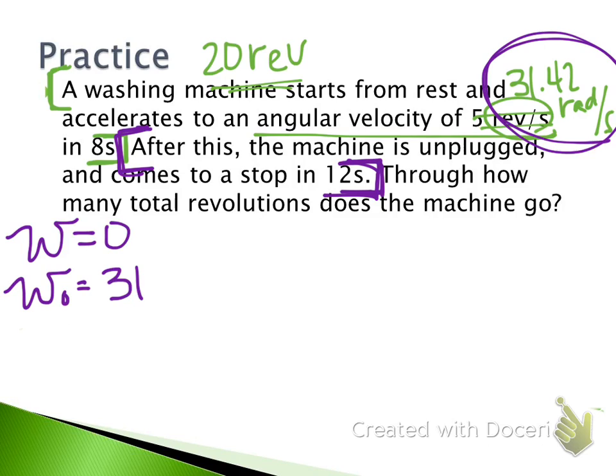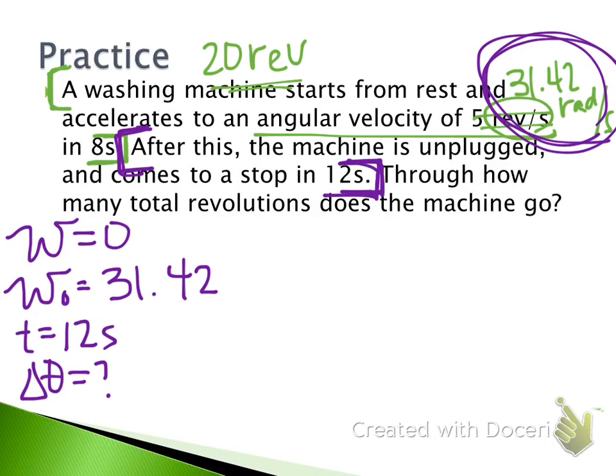That's because it's reached a speed of 31.42 radians per second, and then it comes unplugged. This second portion of the example is from the second it becomes unplugged to the time it comes to a stop. Initially it's traveling 31.42 radians per second, and it's going to slow down to come to a stop. The time it takes to do that is 12 seconds. Again, we want to solve for delta theta, but in order to do that, we have to solve for the angular acceleration during that time.